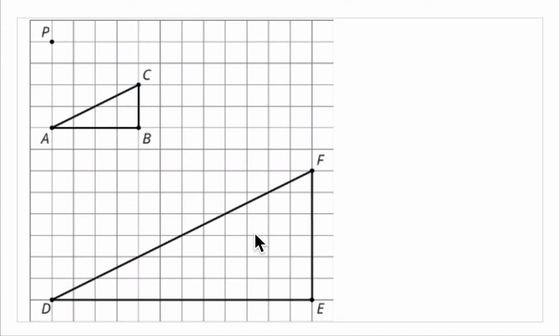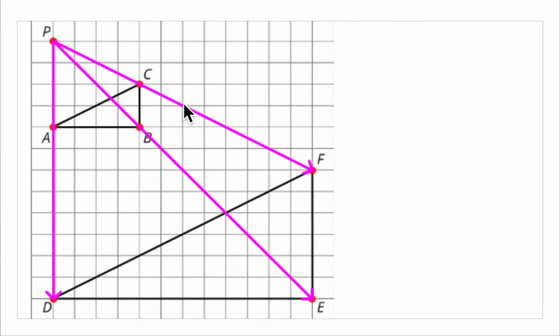Well, instead of making this DEF smaller, you could make ABC larger. So that's going to use the center of dilation at P and a scale factor of what? Well, if the scale factor is 1/3 to go from here to here, to do the reverse, the opposite, you're going to use the reciprocal. The reciprocal of 1/3 is 3.